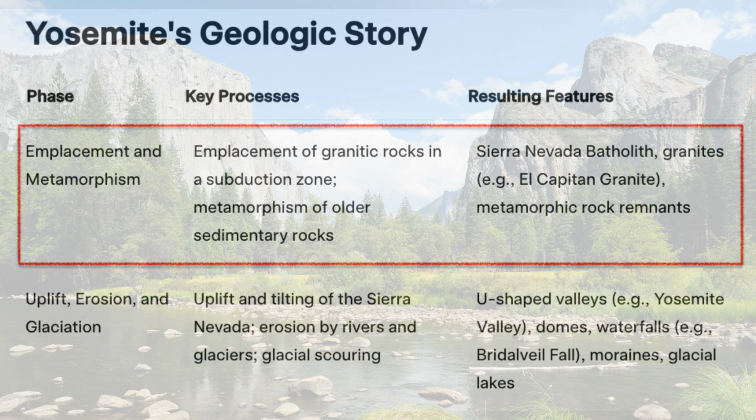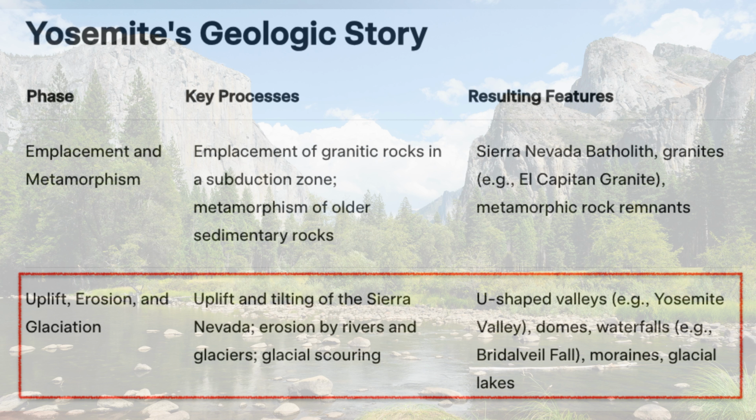Yosemite's geologic story has two parts. First, emplacement of granitic rocks in a subduction zone and metamorphism of older sedimentary rocks. Later, uplift, erosion, and glaciation forming today's mountainous landscape.